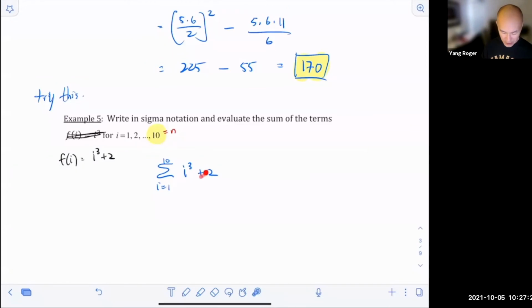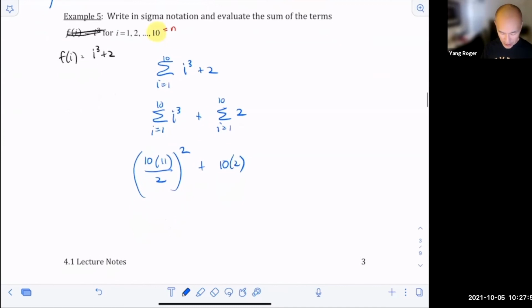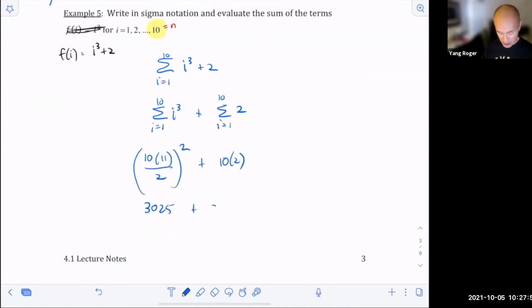And we see a plus sign here, so we can split this into the sum of two sums. So it's going to be the sum as i goes from 1 to 10 of i cubed plus the sum as i goes from 1 to 10 of 2. This guy is just going to be 10 times 11 divided by 2, quantity squared. This one is going to be 10 times 2. This first part here is 3,025. This last part here is 20. So we get a final answer of 3,045.